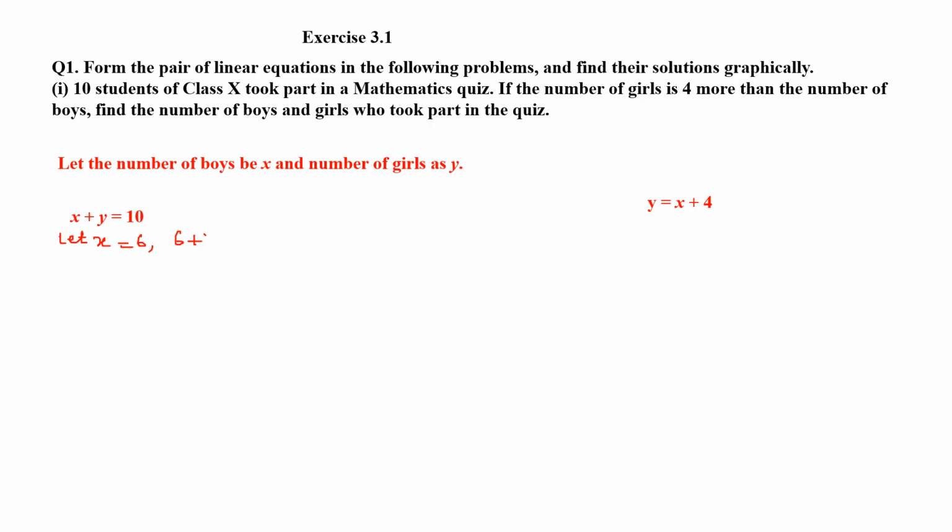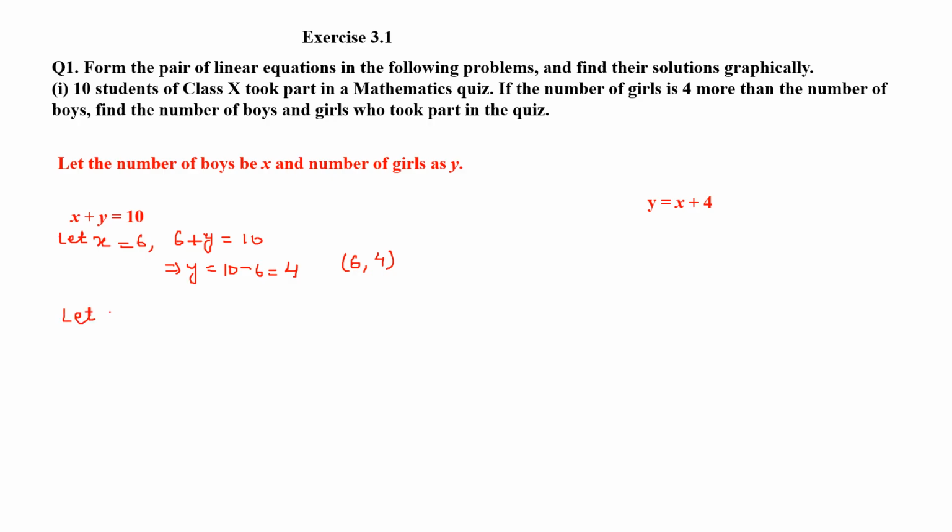So it will be 6 plus y equal to 10. So from here I will get the value of y as 10 minus 6, which is 4. So I have got one coordinate value, which is 6 comma 4. Now next what I can do, I will take x as 4.